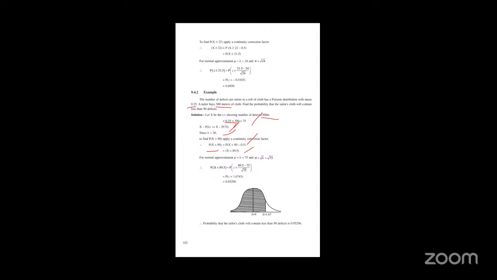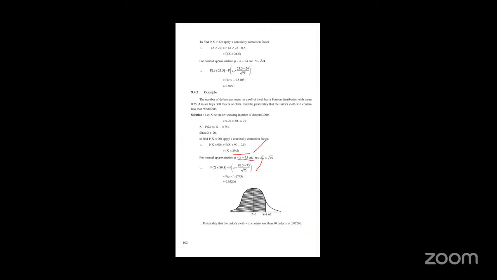So the normal approximation becomes mu equals lambda equals 75 and sigma equals root lambda equals root 75. Here it is again coming to the standard normal variate. The formula is Z equals x minus mu by sigma. So x is 89.5 as we got here, minus 75 is the mu value, and root 75 is the standard deviation value.